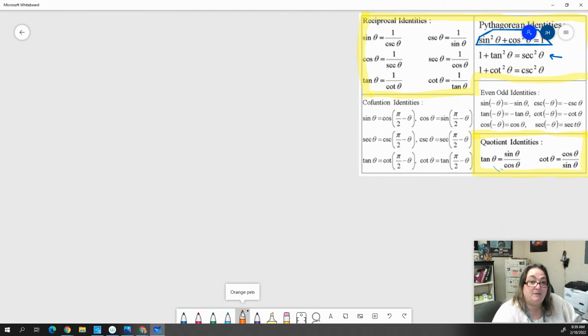So let's say that we know that tangent of theta equals 2, right? What do we want to find? We want to find cotangent of theta and secant of theta.